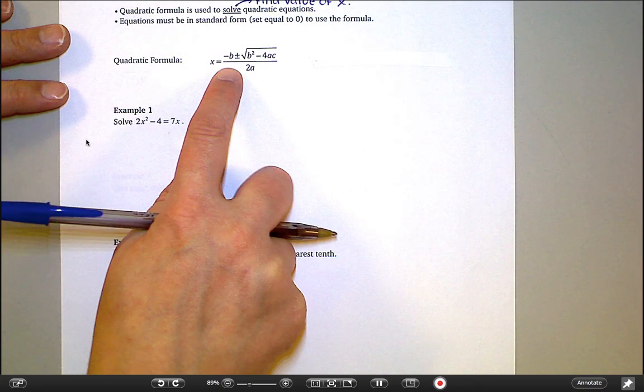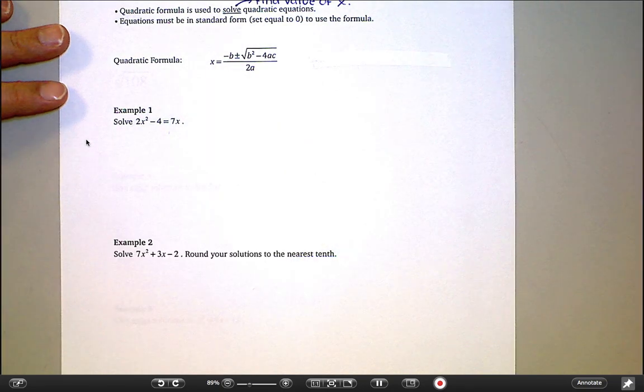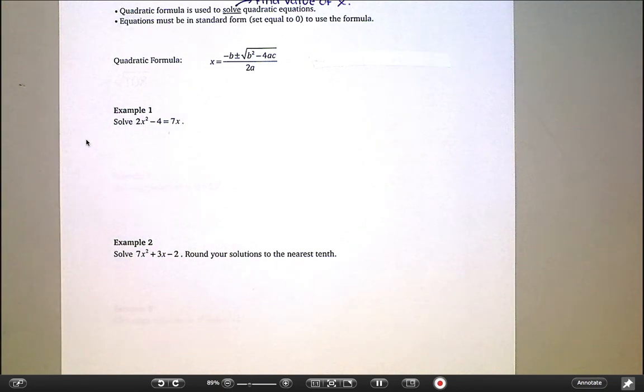It's negative b, that's a plus or minus sign, we'll talk about that in a minute, the square root of b squared minus 4ac all over 2a. And I know that sounds complicated. You do need to memorize that formula. Okay, now I'm hoping that we're going to use it enough and you're going to write it enough that you'll start to kind of internalize it. But it is going to be important as you're working through these problems that you be writing it out every time because that's going to help you remember it.